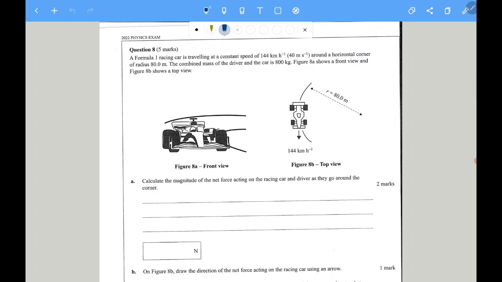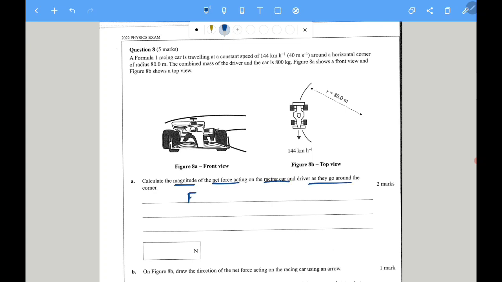So a Formula One racing car is traveling at a constant speed of 144 kilometers per hour around a horizontal corner of radius 80 meters. The combined mass of the driver and the car is 800 kilograms. We have to calculate the magnitude of the net force acting on the racing car as the driver goes around.